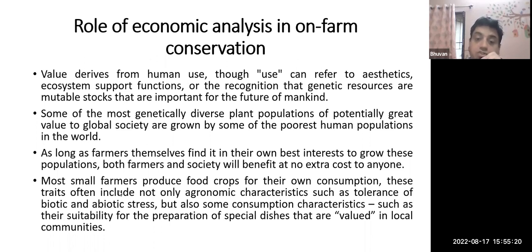Now, most small farmers produce food crops for their own consumption, as I've told you, and these traits often include not only agronomic characteristics such as tolerance to biotic and abiotic stress, but sometimes the small farmers have to prepare some kind of special dishes, and for them, they are also conserving the agrobiodiversity or growing these crop plants which have lesser value for the rest of the world, but they are growing them for preparing the special dishes. So this is also one of the economic scenarios.